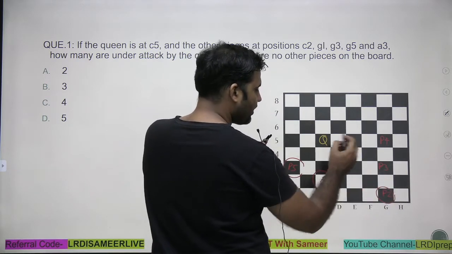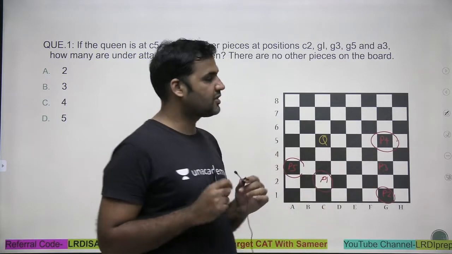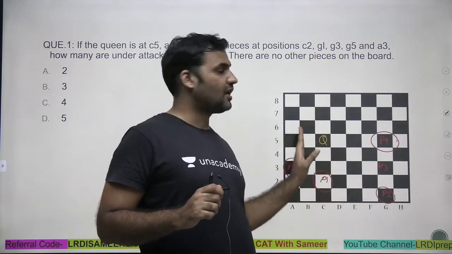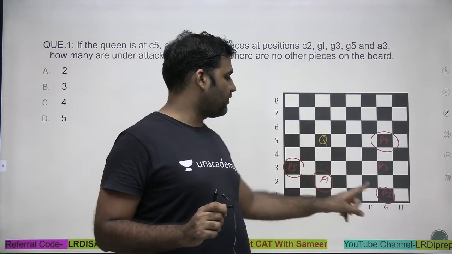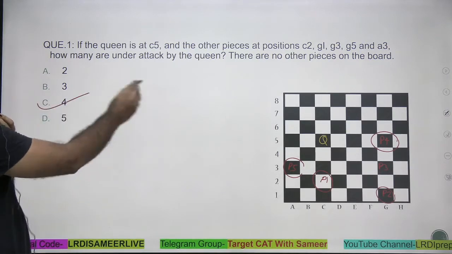Right? And queen can also attack this piece because it is in the same row. Queen will not be able to attack P3 because it is not in the same diagonal, row or column wise, right? It's not in the line of queen. So these are the four pieces which are under attack by the queen. So the answer is the fourth option.